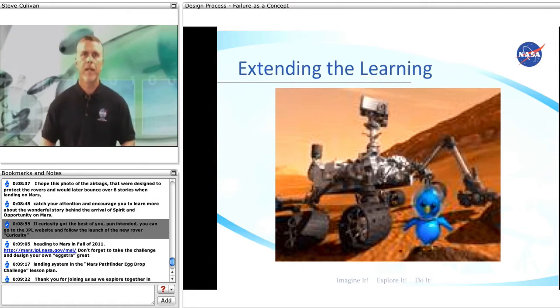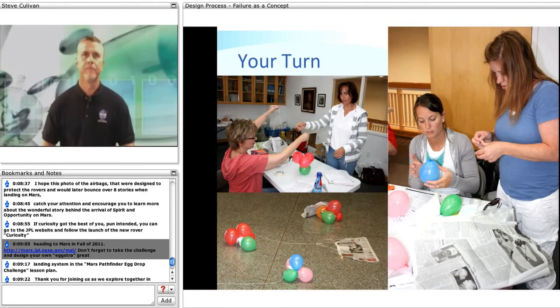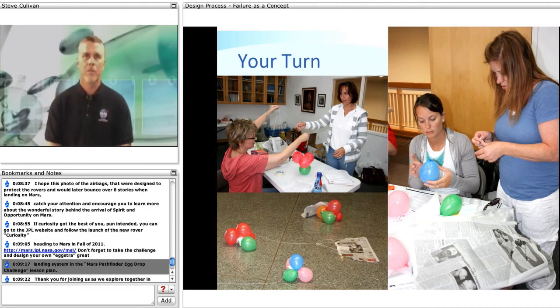If curiosity got the best of you, pun intended, you can go to the JPL website and follow the launch of the new rover Curiosity heading to Mars in fall of 2011. Don't forget to take the challenge and design your own extra great landing system in the Mars Pathfinder Egg Drop Challenge lesson plan.